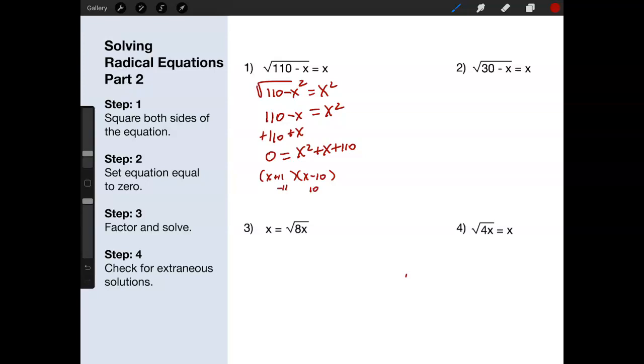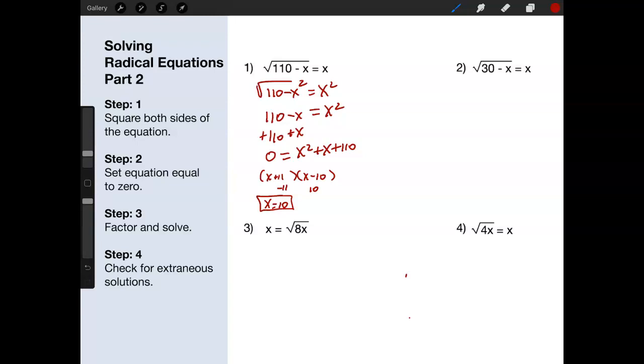When we substitute this back into the equation, 110 minus 10 is 100. The square root of 100 equals 10, so 10 checks out. If we do 110 minus negative 11, we get 121. The square root of 121 is positive 11, not negative 11. So negative 11 would be an extraneous solution. So the answer here is 10.